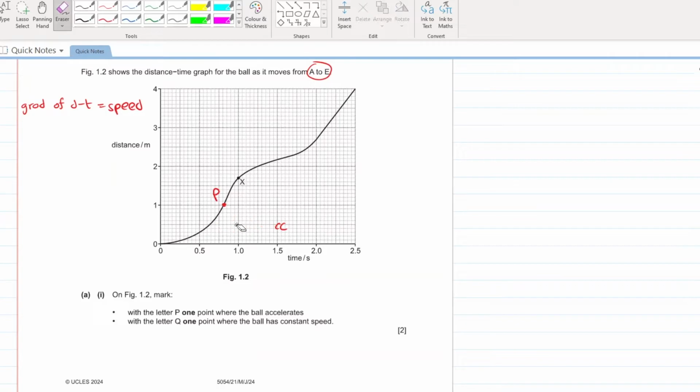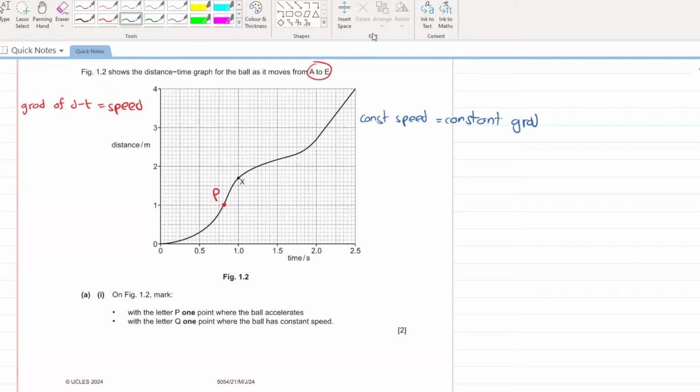Let's erase all of this. With the letter Q, mark one point where the ball has a constant speed. We have to mark one point where the ball has a constant speed. Now, if you have a constant speed, what do we mean by that? What does constant speed mean? Constant speed is equals to constant gradient.